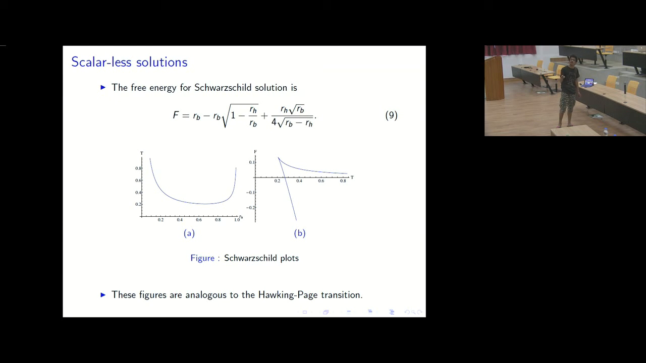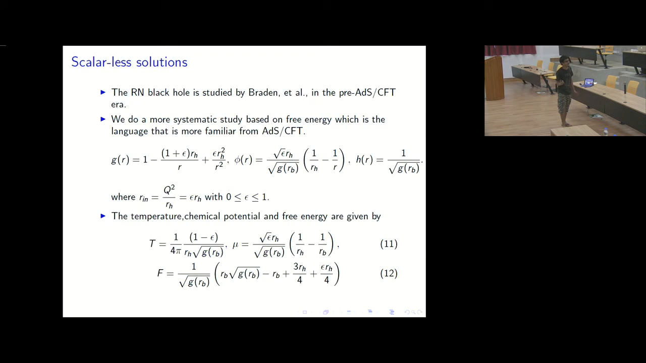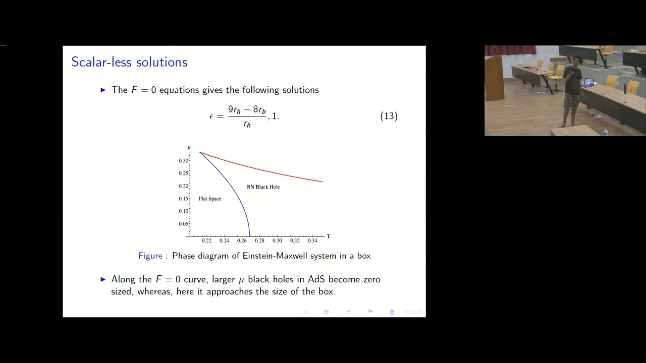So now let's look at the RN black hole. The RN black hole's phase structure is a bit more involved. This is just the general solution. I have redefined R_Q to be some epsilon times R_H, and wrote the calculations from here. One could go about computing the temperature, chemical potential, and the free energy. Setting F equal to 0 yields 2 solutions for epsilon. One of them, epsilon equals 1, is the usual extremal black hole. And the other one, which is of more interest, gives the Hawking-Page-like curve for the box case.